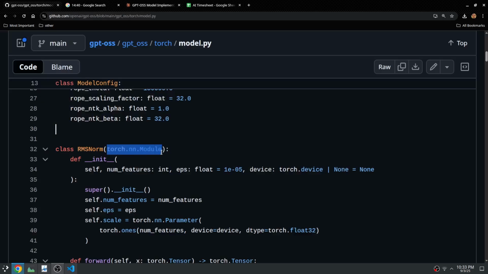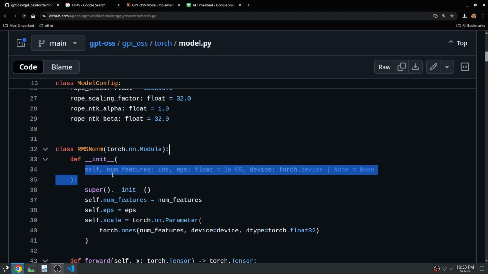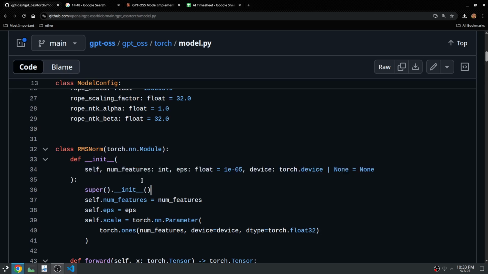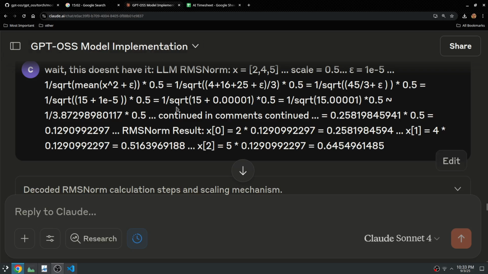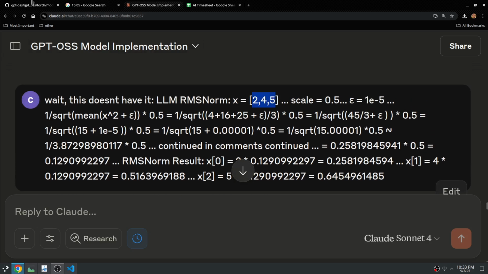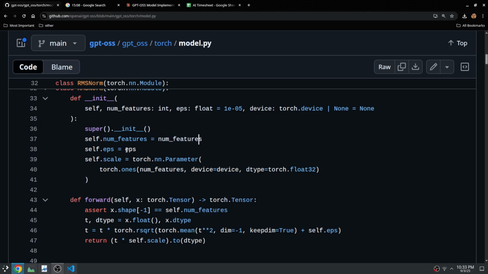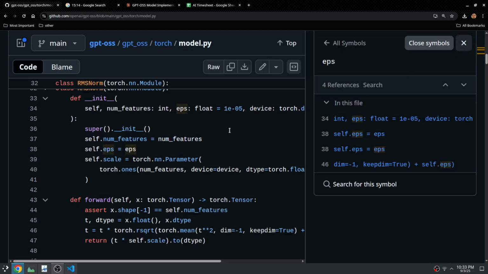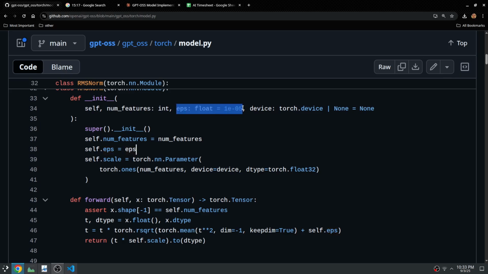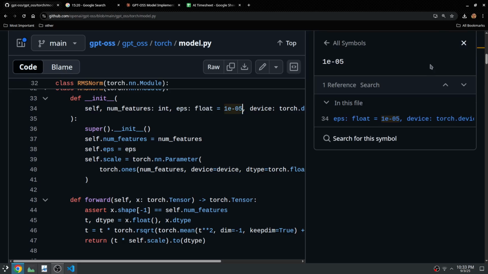So first, this is importing the module class, and this is initializing the variables, and this super dot init is initializing the stuff inside this module class. And number of features is telling how many x's are in there. Like in this example, there are 3 values of x. So here is the epsilon, which is a thing for stabilization.